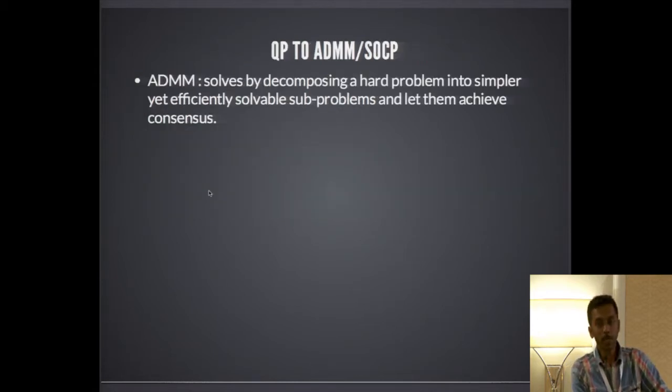So here we are introducing two different algorithms. One is ADMM, which is alternating direction method of multipliers, and the second one is SOCP, which is basically second order conic problem. What ADMM does is basically a divide and conquer kind of technique, where it decomposes a complicated problem into smaller sub-problems and finds an effective way of solving them. And at the end, it tries to achieve some sort of consensus. That's a very high-level description of ADMM.